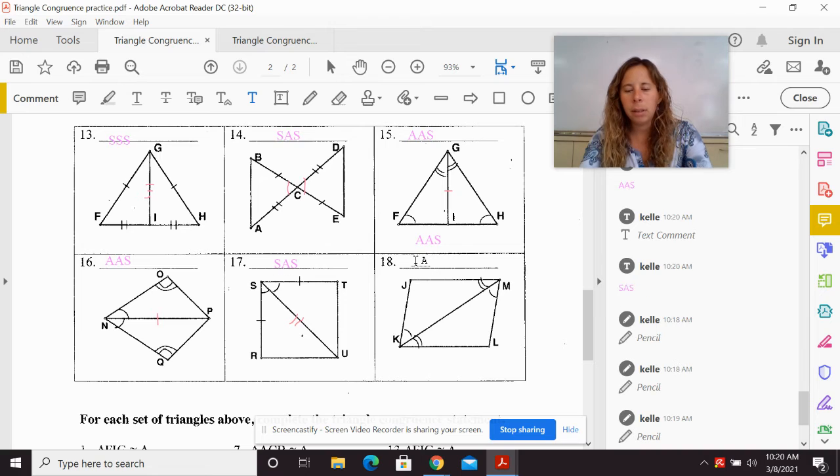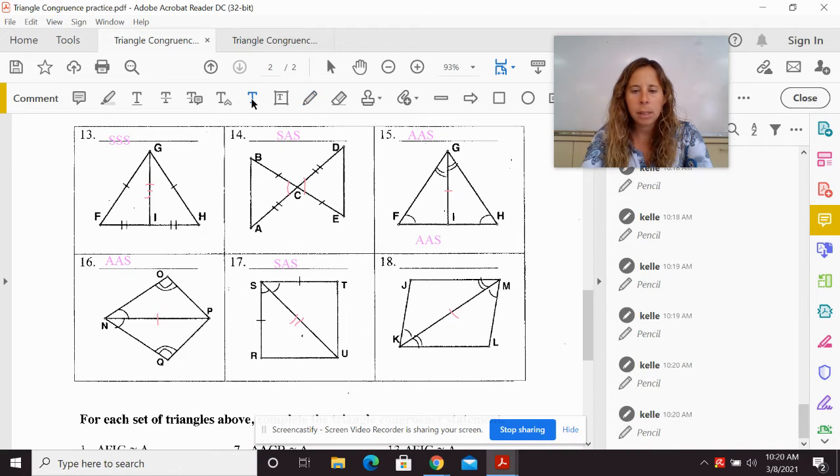And the last one. Drawing your line of congruency on the shared side. See if that helps us. So now I have angle, side, angle.